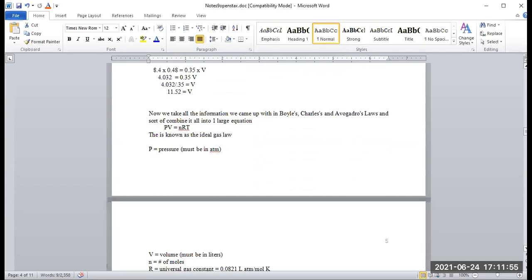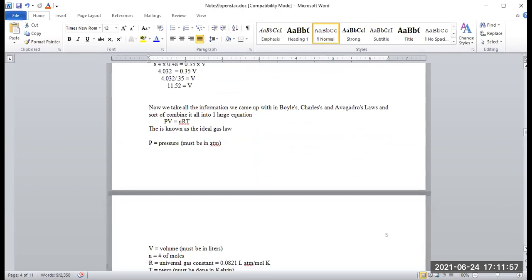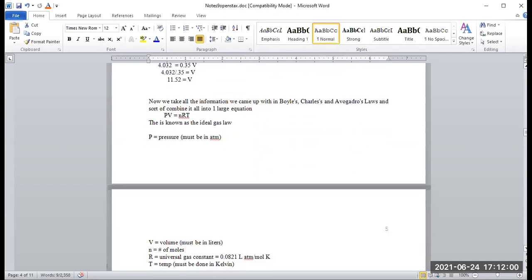PV equals nRT. Now, when we looked at Boyle's, it didn't actually specify what unit we had to use for pressure. As long as the left-hand side matched the right-hand side, it doesn't actually make a difference. You can use torr or millimeters mercury or pascals or atmospheres. For Charles, okay, T has to be in Kelvin, but volume could have been in liters or milliliters as long as you are consistent.